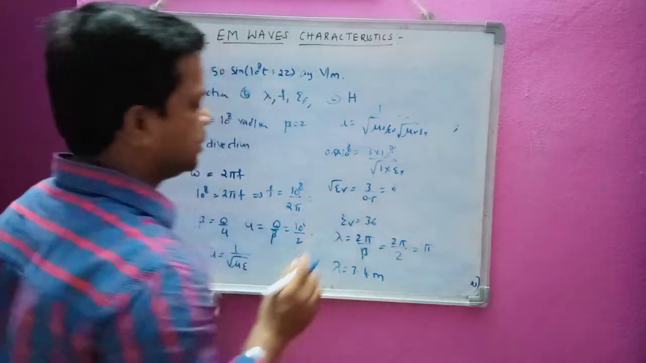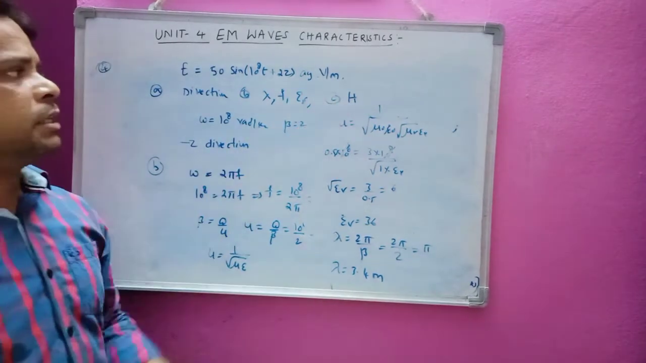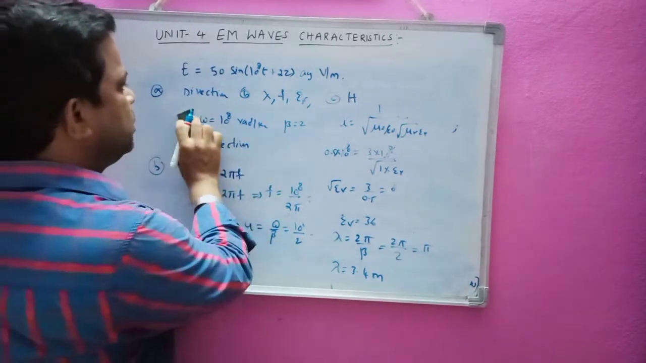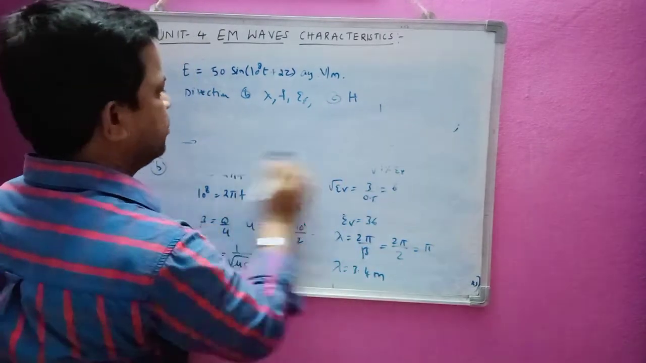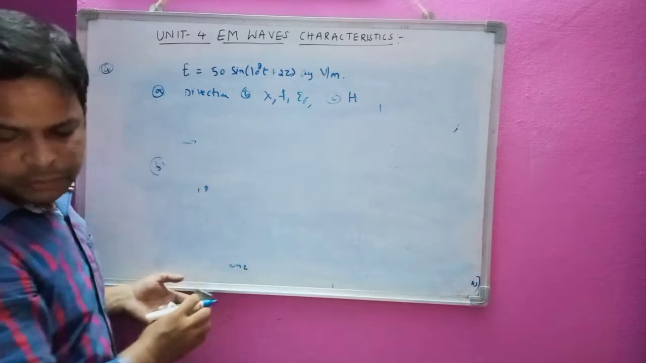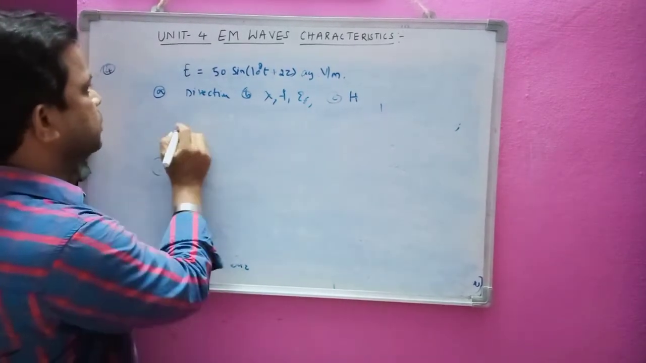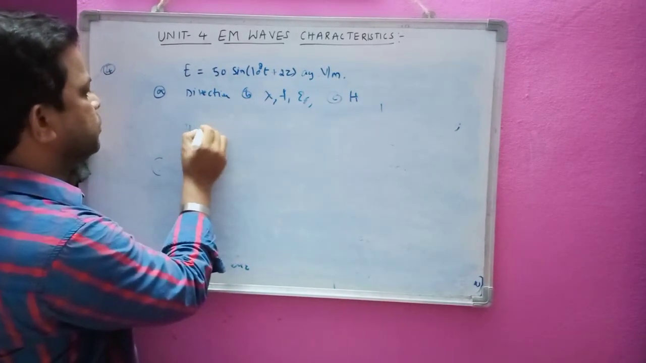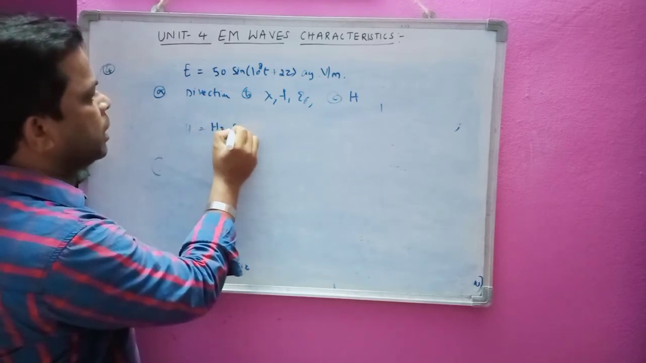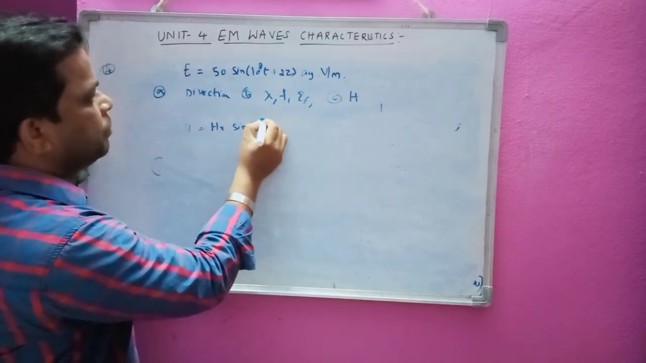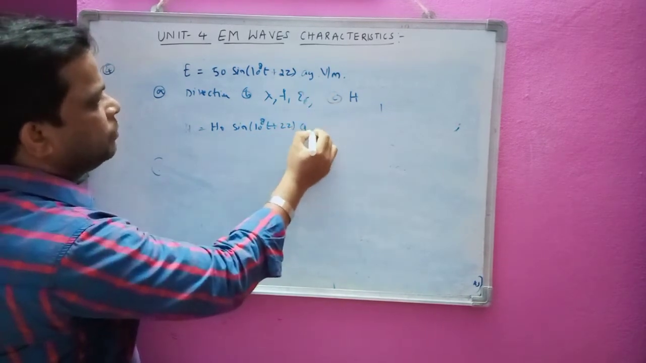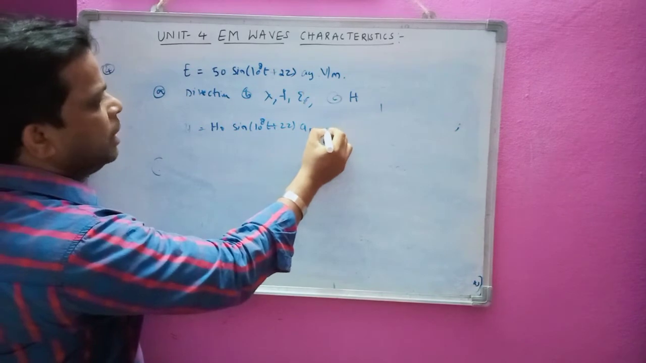Very simple answer. And next, finally I have to calculate the value of H. H we can easily calculate. Why? Because here we need to write in the form he has given. H is equal to H naught into sin(10 to the power of 8 t plus 2z) into the direction, in amperes per meter.